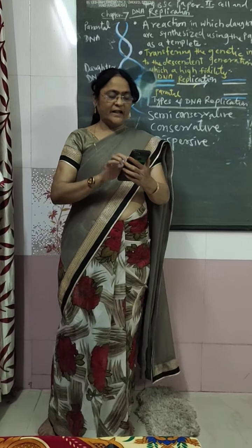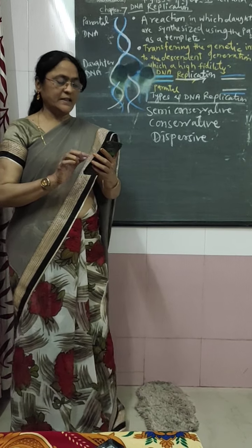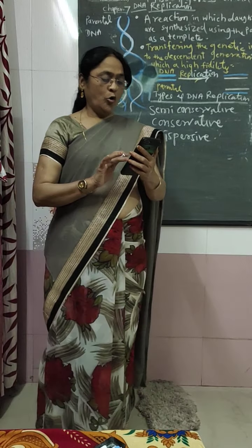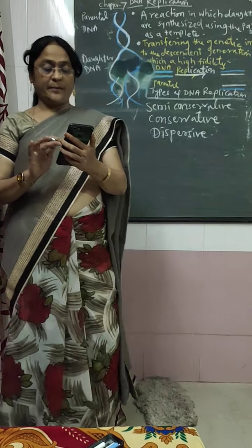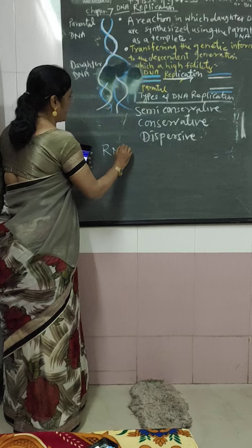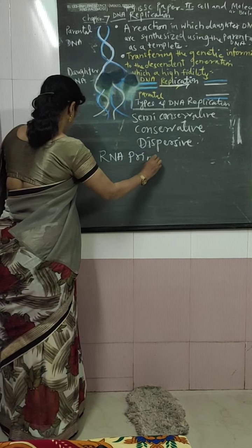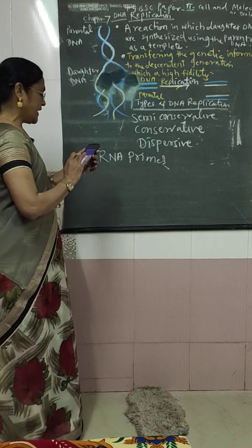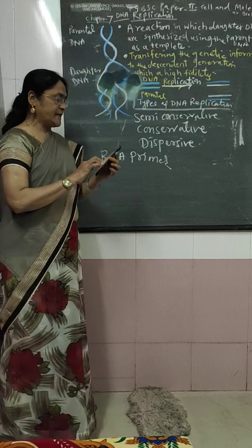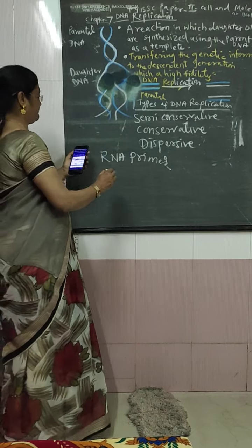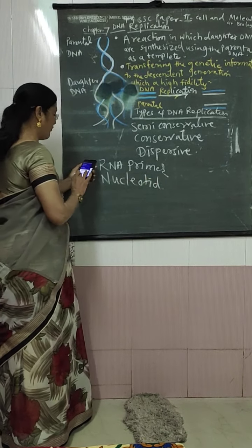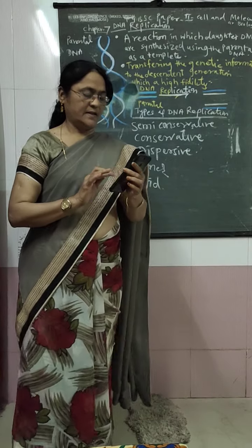What is the mechanism of DNA replication? DNA replication is catalyzed by DNA polymerase, the enzyme which needs RNA primers. These RNA primers are synthesized on DNA strands. The DNA polymerase adds nucleotides to the 3' end of the growing strands.